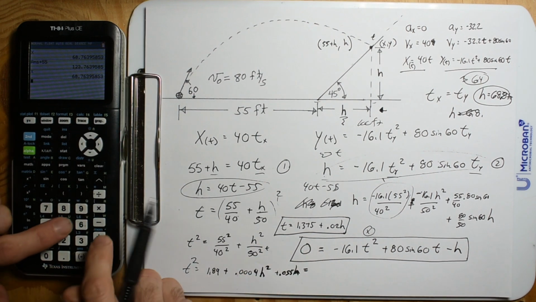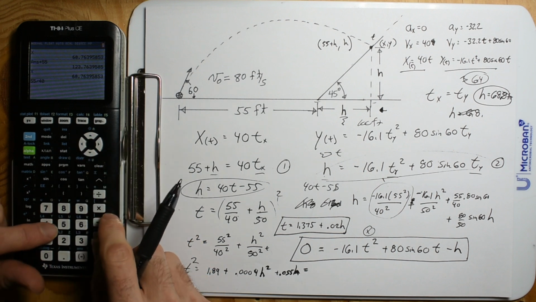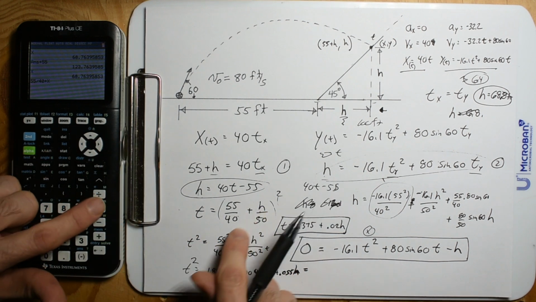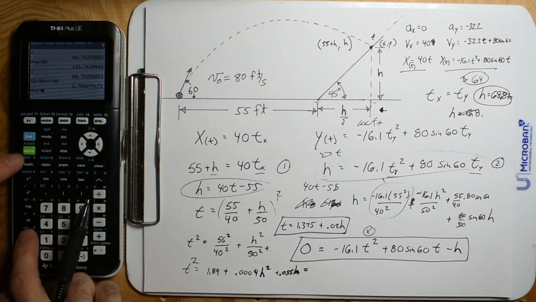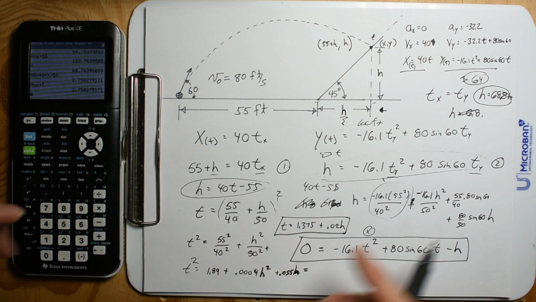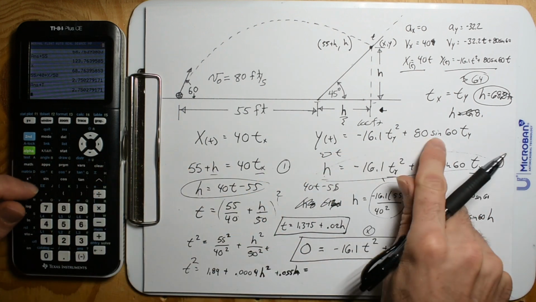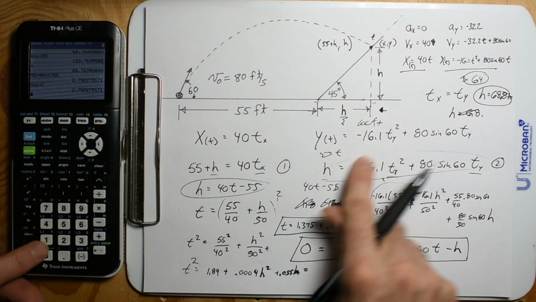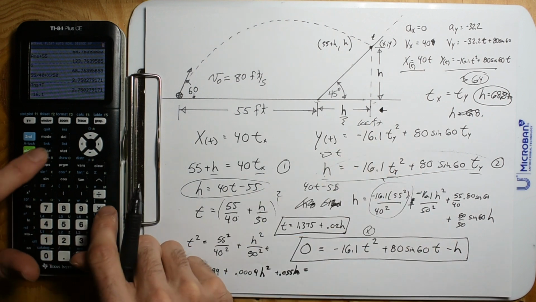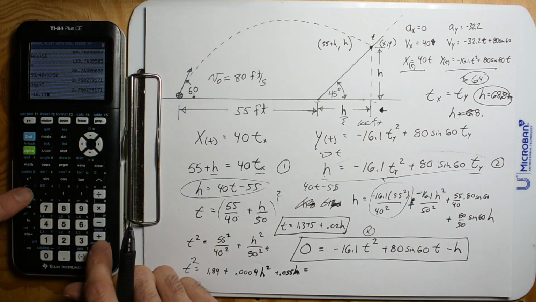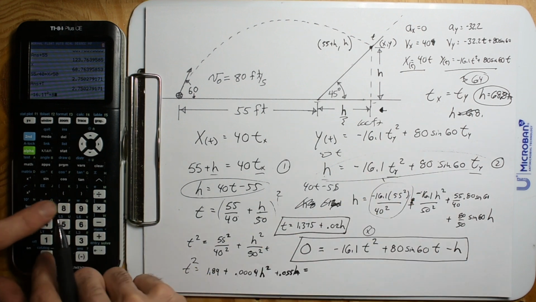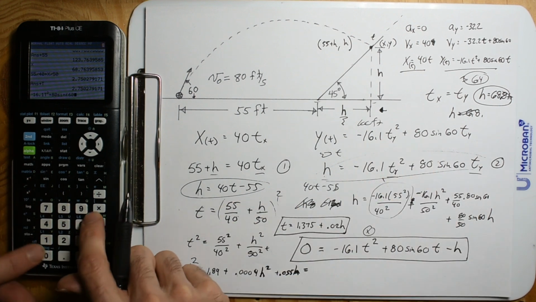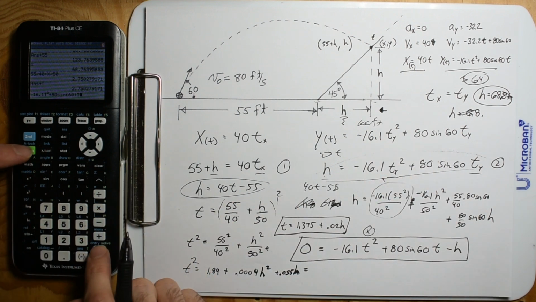So time is going to be 55 divided by 40 plus h divided by 50. I'm going to store that as alpha t, and then if we know the time, we can put it into this equation and get our value for y. That's going to be negative 16.1 alpha t squared plus 80 sine 60 alpha t.